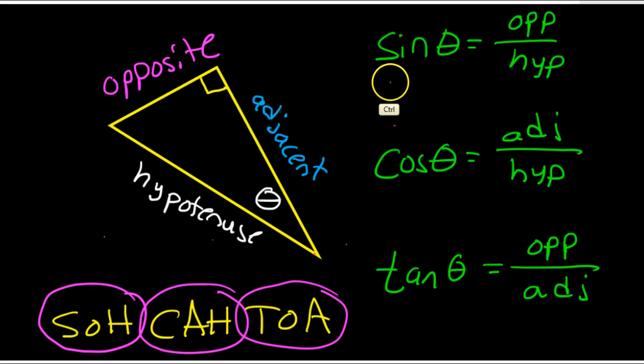Now, the definition of these three trig functions are as follows. The sine of an angle is always opposite leg over the hypotenuse. The cosine of an angle is the adjacent leg over the hypotenuse. And the tangent of an angle is the opposite leg over the adjacent leg. And that's summarized by this funny word, Sohcahtoa. Sine is opposite over hypotenuse, cosine is adjacent over hypotenuse, tangent is opposite over adjacent. So if you know Sohcahtoa, you know everything.